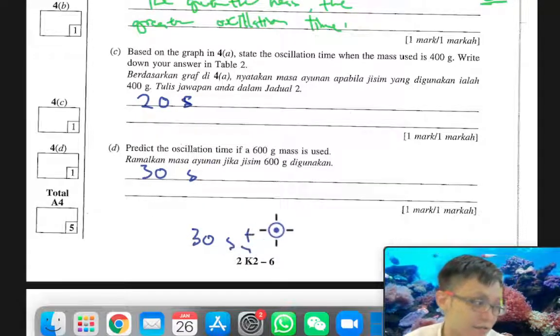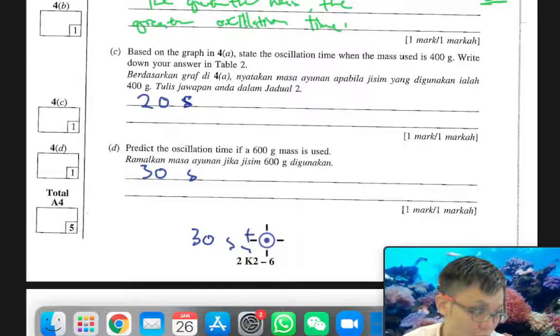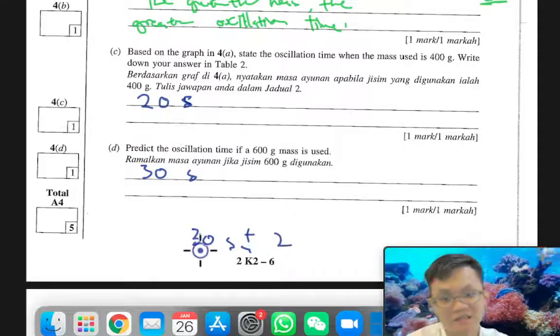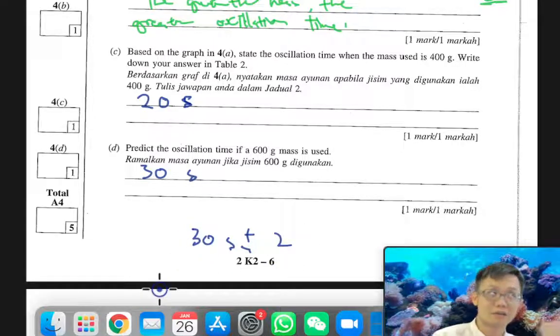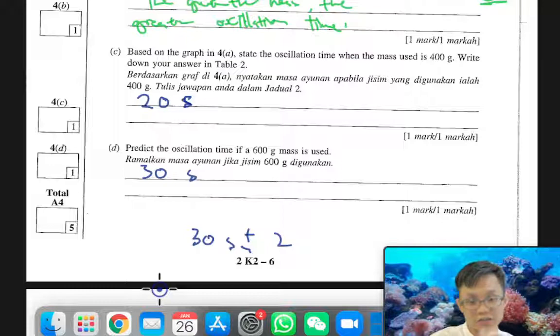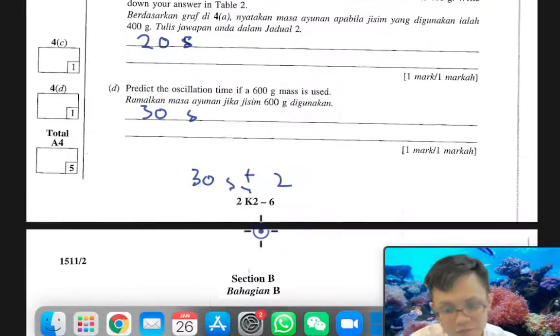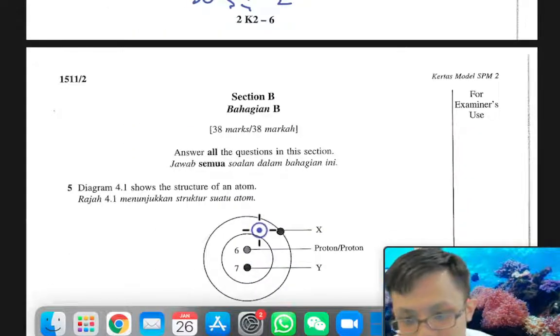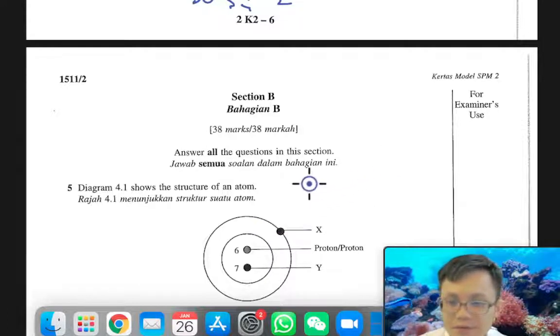Plus minus 2 or 1. Plus minus 2 means you can write either 30, 31, 32 or 29, 28. Plus minus because it's a graph paper. Any question? No question.